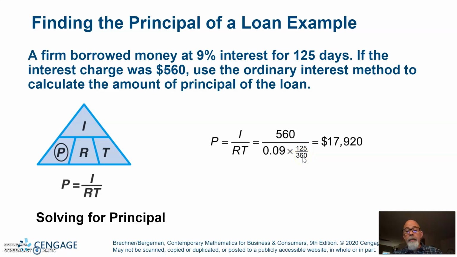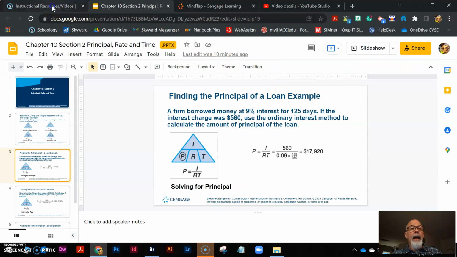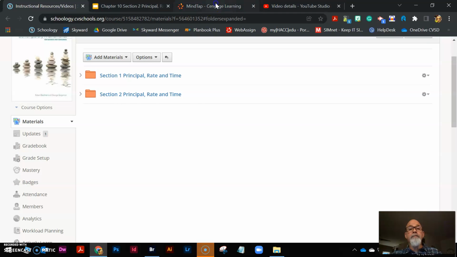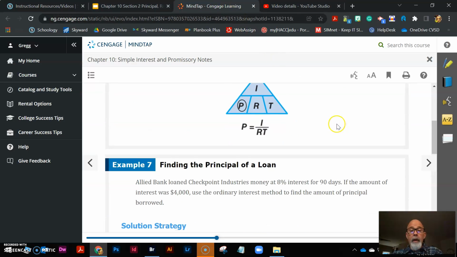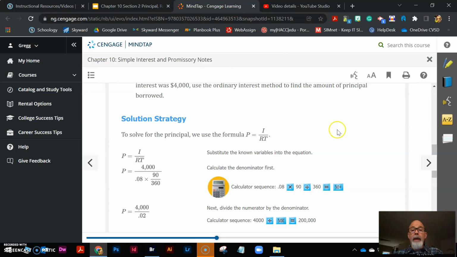Again, for the time frame, if they gave you 48 months, you would simply replace it with 48 over 12. And if they give you 3 years, you simply replace that. In this example they gave you the number of days and went back to the ordinary example.